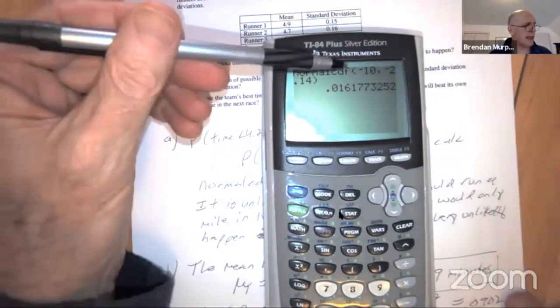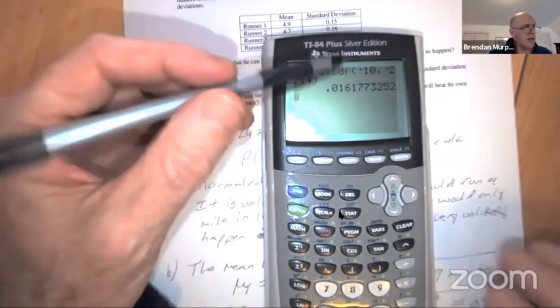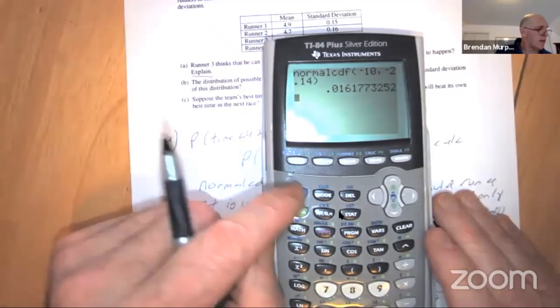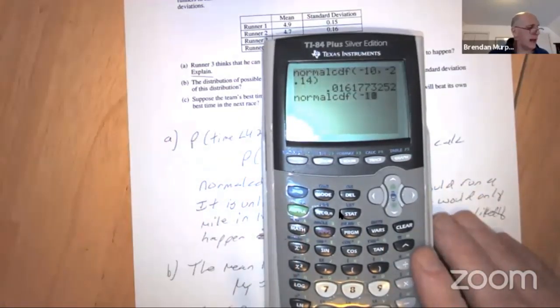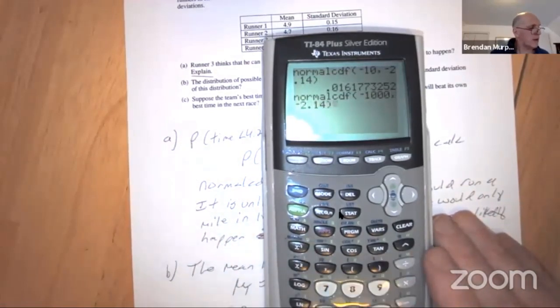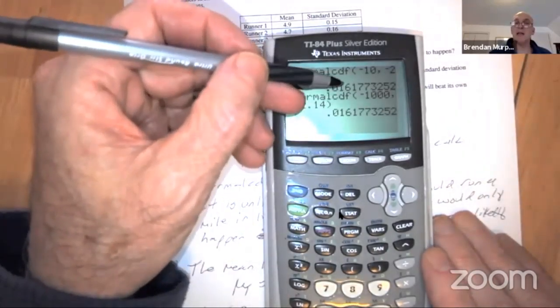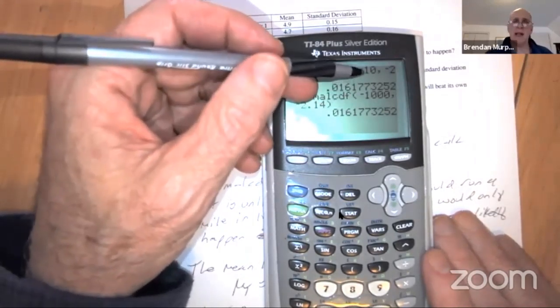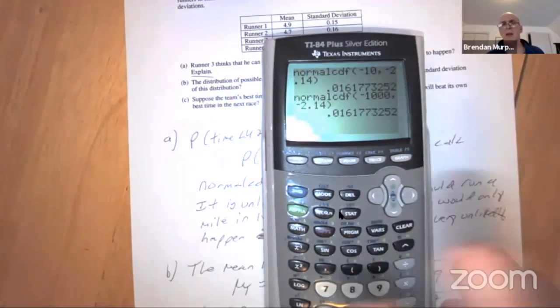Normal CDF, -10, -2.14. Now, your teachers may have taught you to type in a different number here. You know, -1,000, minus 2.14. You can see that this number really isn't going to change much, if at all, no matter what my lower bound is. And I know sometimes teachers do 1 times 10 to the -99. I'll leave that up to you and your teachers.